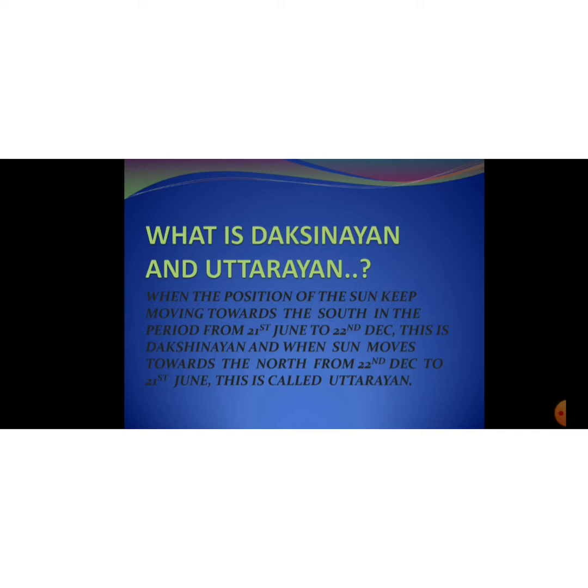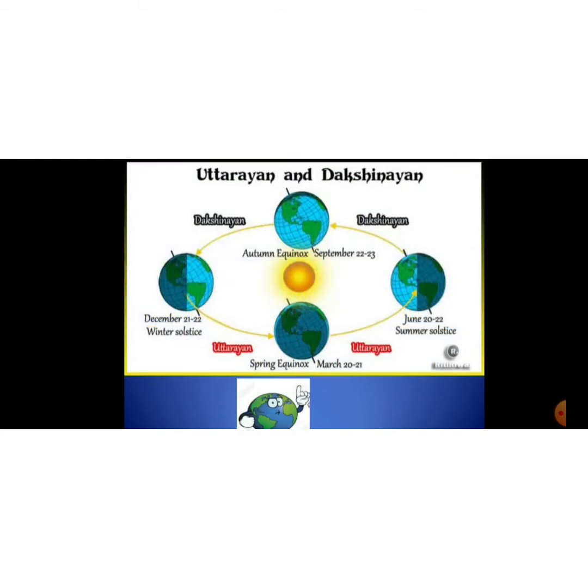What is Dakshinayan and Uttarayan? When the position of the sun keeps moving towards the south in the period from 21st June to 22nd December, this is called Dakshinayan. And when sun moves towards the north from 22nd December to 21st June, this is called Uttarayan. Here is a Dakshinayan and Uttarayan diagram.